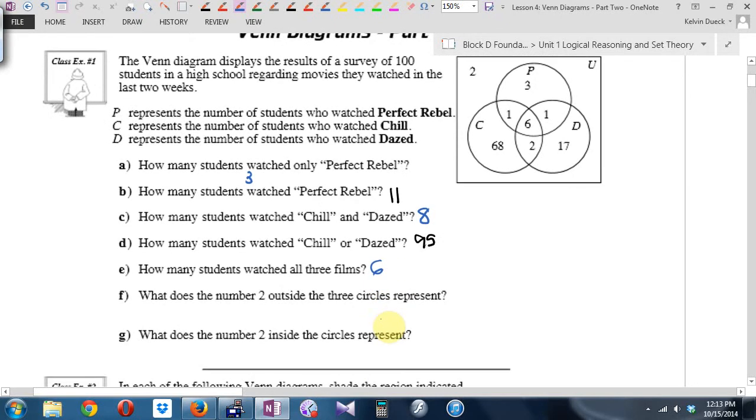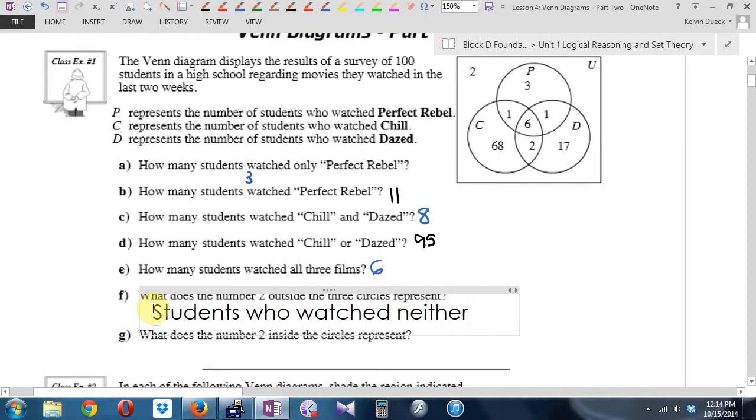Okay. What does the number 2 outside the 3 circles represent? That number 2 in the top left corner. We have a word for none of them. Neither. That's the word you'll often see. And that means none of the above. Question? Okay.